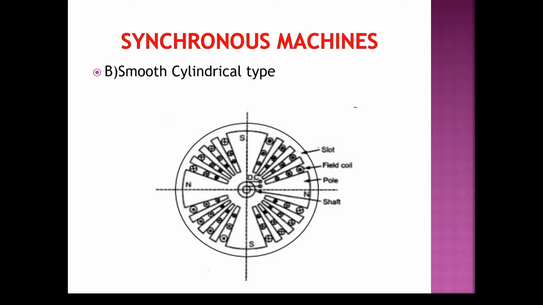These rotors will have small diameters and large axial lengths. The main advantage of this type of rotor is that they are mechanically very strong and thus preferred for high-speed alternators. They range from 1500 to 3000 rpm speed, and that is why these high-speed alternators are also called turbo alternators. The prime movers used to drive this type of rotor are generally steam turbines, electric motors, etc.